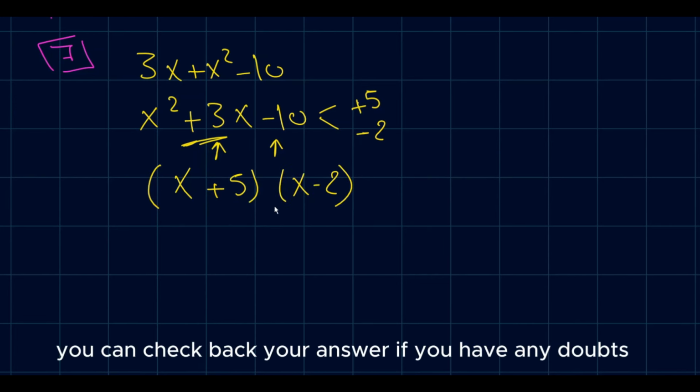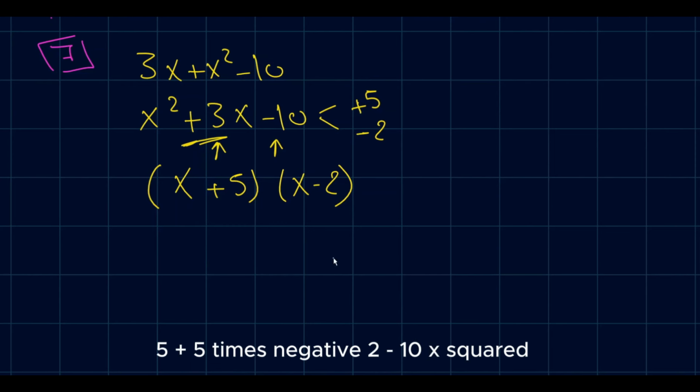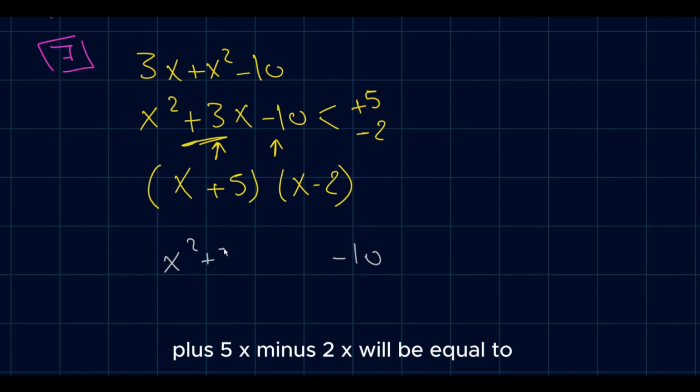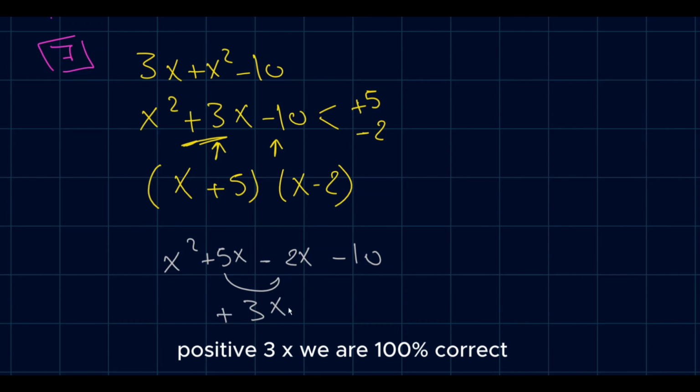You can check back your answer. If you have any doubts, always check your answer. Okay? 5 times negative 2 is negative 10, x squared plus 5x minus 2x will be equal to, from here, 3x, positive 3x. We are 100% correct. We are on the right track.